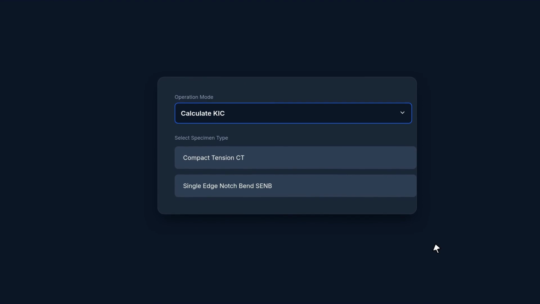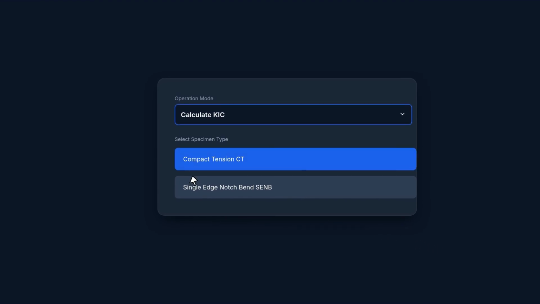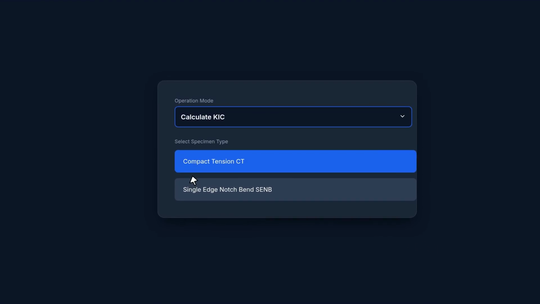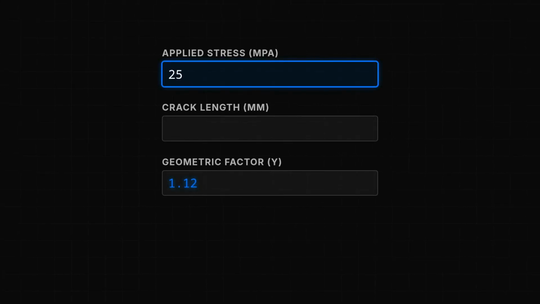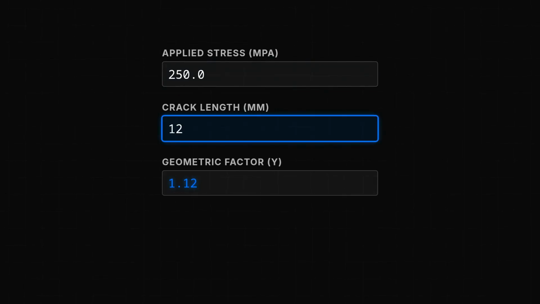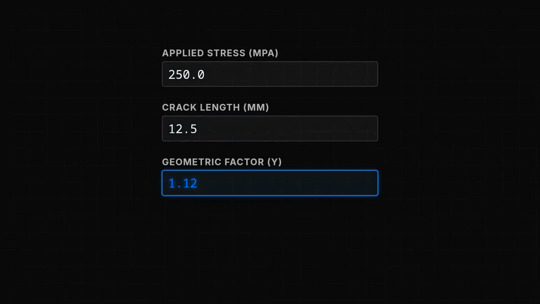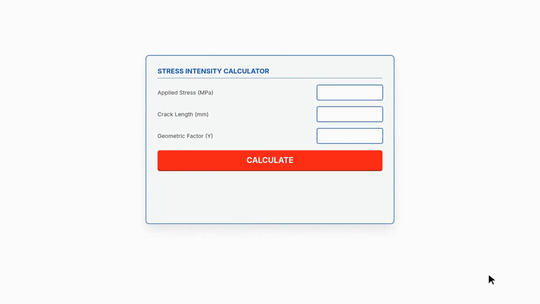Next, choose your specimen type, either compact tension (CT) or single edge notch bend (SENB). I'll select compact tension. Now enter your applied stress in megapascals, crack length in millimeters, and the geometric factor Y, which defaults to 1.12. Here's a worked example.